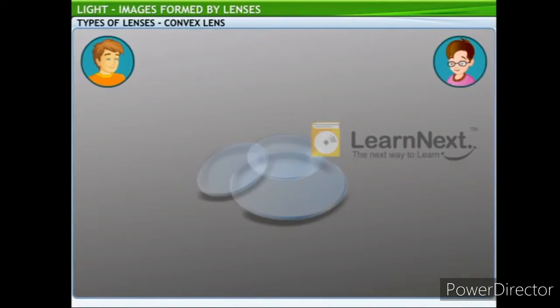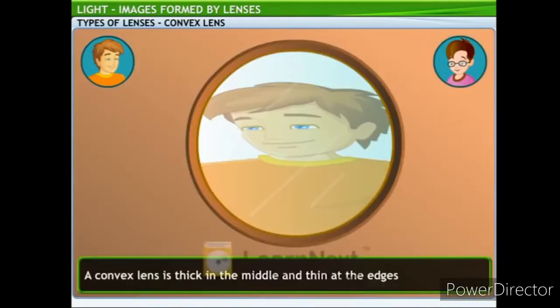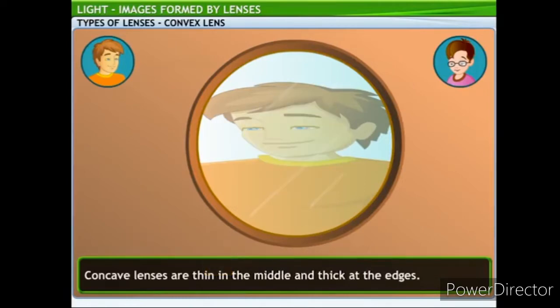This is the lens used in the eyepiece that the watch repairer uses. It is thick in the middle and thin at the edges. Yes, convex lenses are thicker in the middle. Concave lenses, the type used in peepholes, are thin in the middle and thick at the edges.